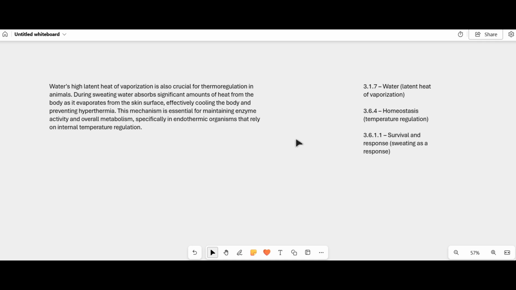During sweating, water absorbs a significant amount of heat from the body as it evaporates from the skin, effectively cooling the body and preventing hyperthermia. This mechanism is essential for maintaining enzyme activity and overall metabolism, specifically in reactions that rely on internal temperature regulation. So just a nice little bridge again, just a nice little thing to lock it in. Nothing too deep here.